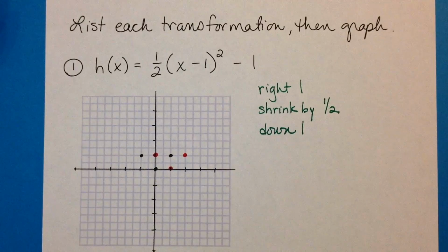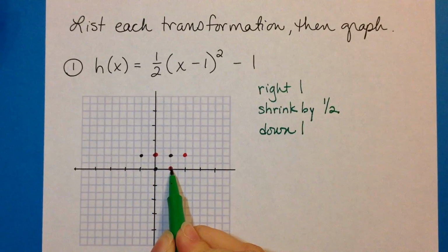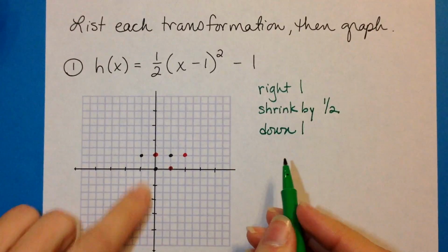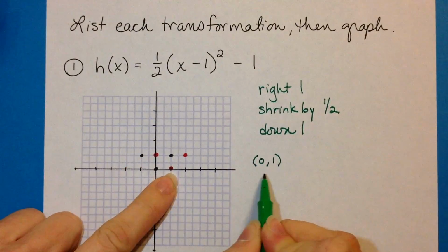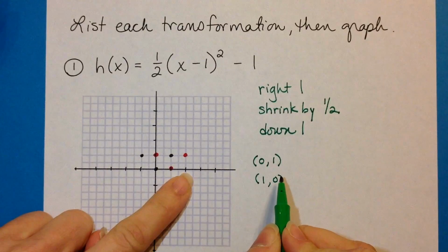Now I've got to do the shrink by 1/2. Now, if you're going to list the points like I had mentioned a while ago, then you need to list the red ones. Okay? So whatever the previous points were, those are the ones that you would list. So this would be the point 0, 1, 1, 0, and 2, 1.